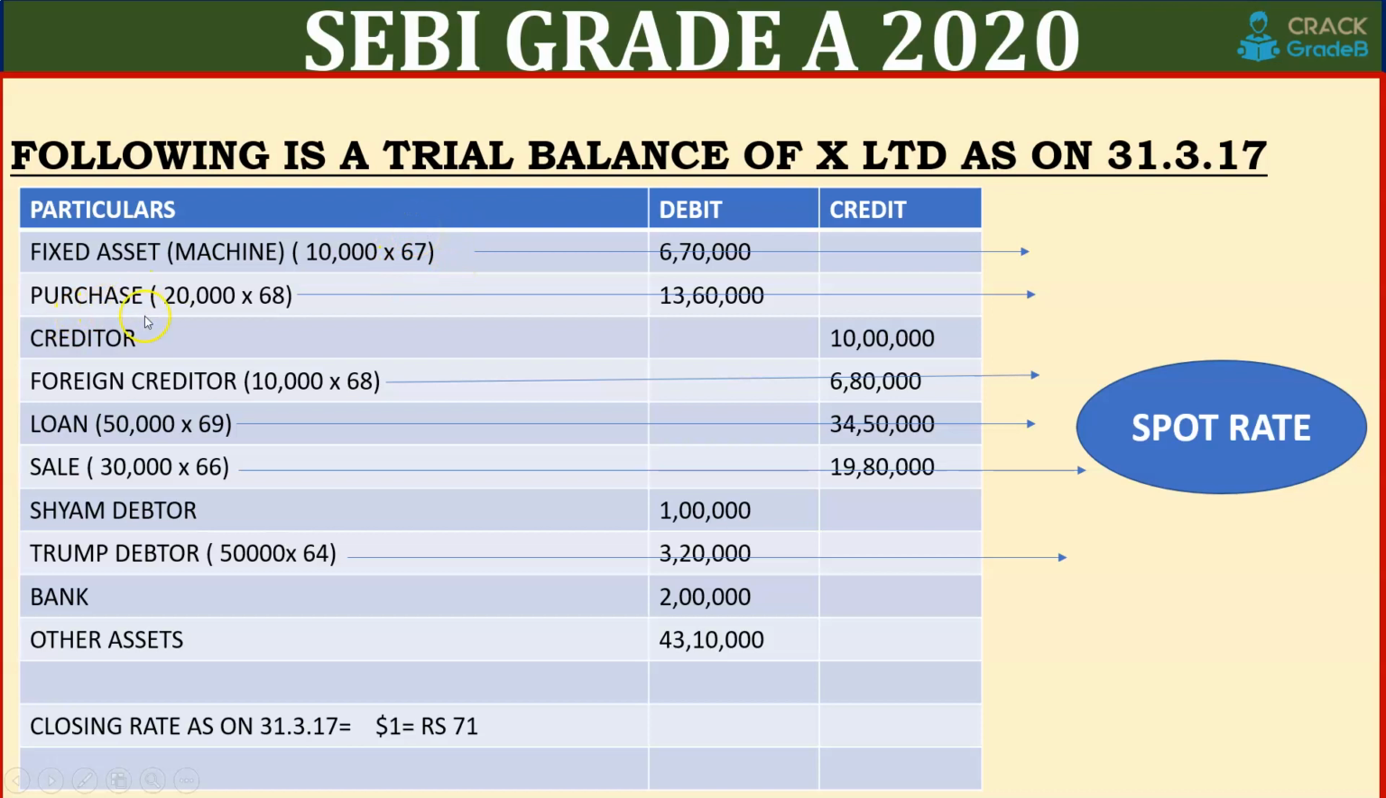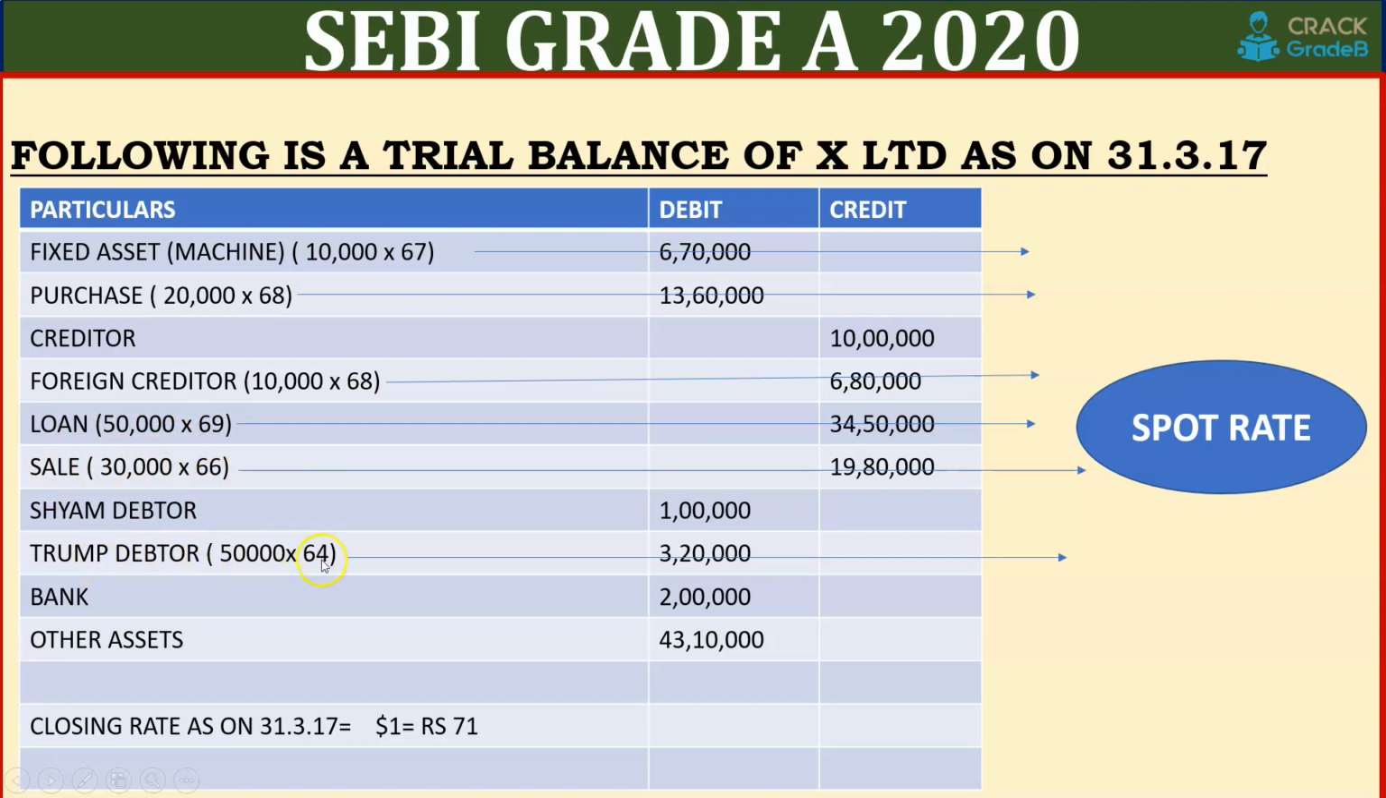And here there was again a purchase of goods at 68. Foreign creditor stands at 68. That means for the purchase that you have made here, you also have a creditor at 68. This represents the same transaction. Then you have a loan for 69 rupees. Sale you have made for 66.